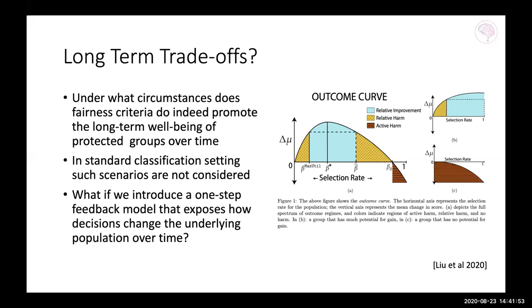That said, we can still ask questions in terms of a research agenda, like what are the circumstances where, with respect to the different criteria of fairness that we have talked about, they promote the long-term well-being of the protected groups over time. So going back to the cardiovascular example of the two males from different groups, we can talk about interventions right now, but what about a series of interventions over the course of time which maximize the well-being of the person? There are different ways to address this.